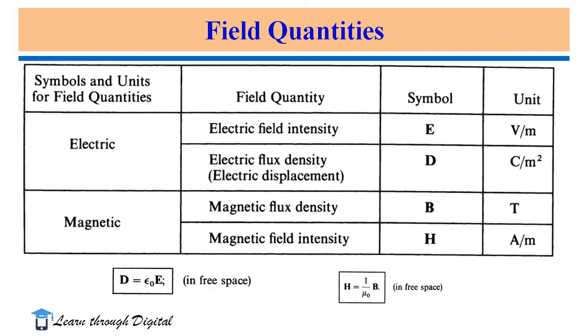Next, we are going to discuss the field quantities. There are 4 fundamental vector field quantities in electromagnetics. These are electric field intensity E vector, electric flux density D vector, magnetic field intensity H vector, magnetic flux density B vector. The definition and physical significance of these quantities will be explained in later videos.